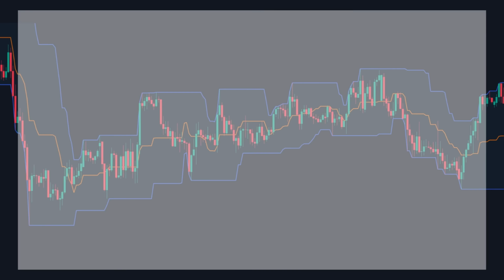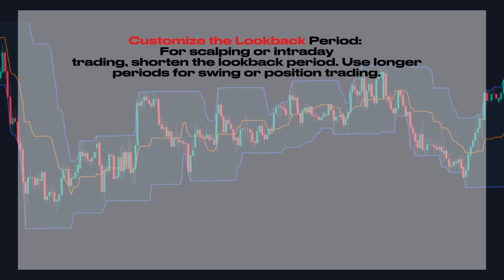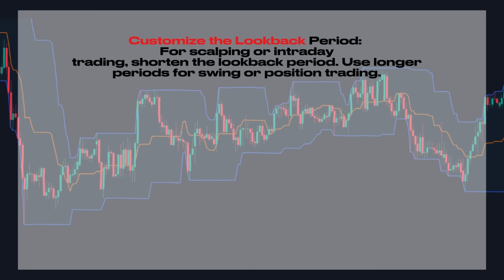Advanced tips for mastering the Donchian channel. Customize the look-back period. For scalping or intraday trading, shorten the look-back period. Use longer periods for swing or position trading.